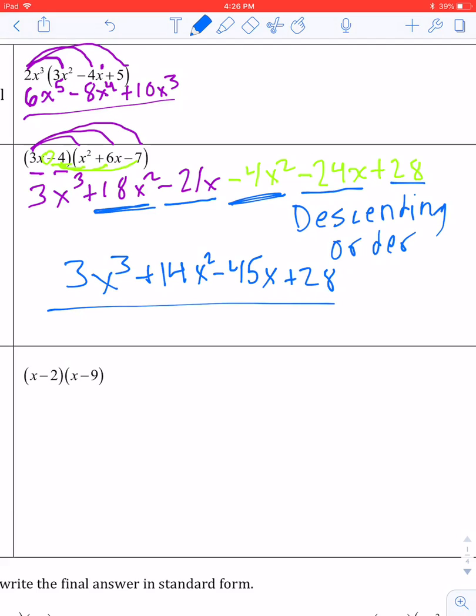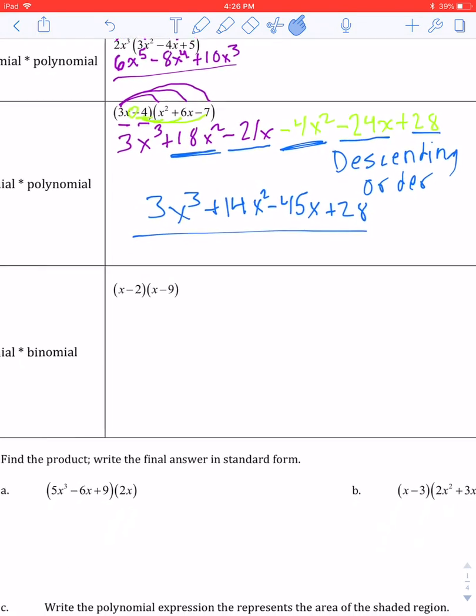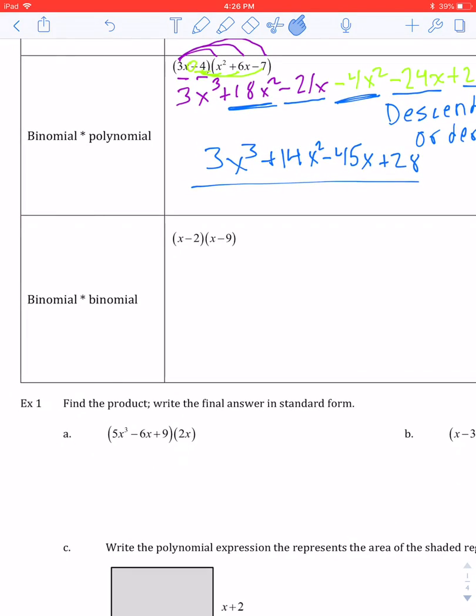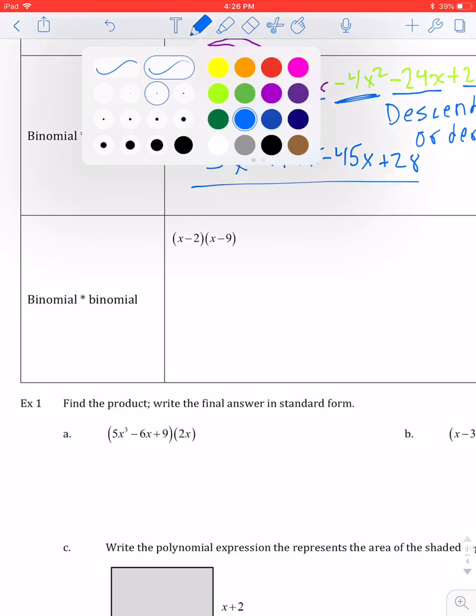Okay, let's move on to the next one. This one's a little easier for us because there is a lot less going on. And there is a nice way for us to remember how to do these. Okay, so this is a binomial times a binomial. And the way to remember how to multiply these two together, there's a nice word that we can use, and I'm going to use that to show you guys.